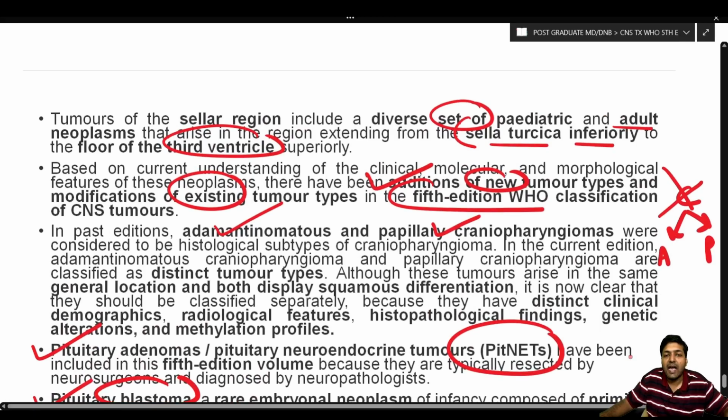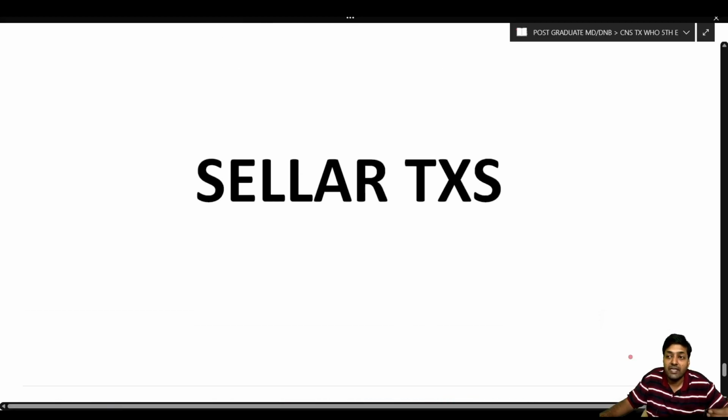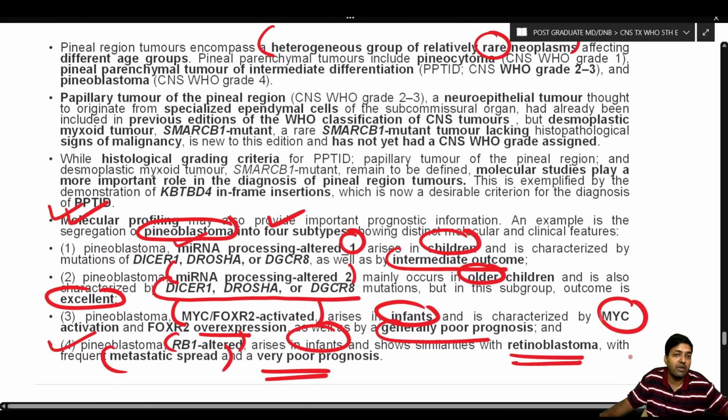So with this, we have discussed in detail the differences in the classification of tumors between the 4th edition of WHO CNS and the 5th edition of WHO CNS tumors, and we have discussed the major tumors, not each one of them. Okay, so with this, we are going to end this part 2.